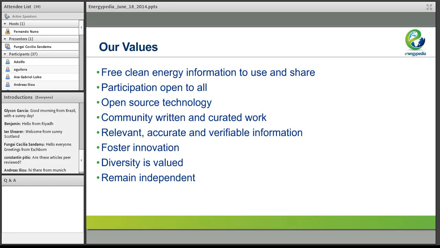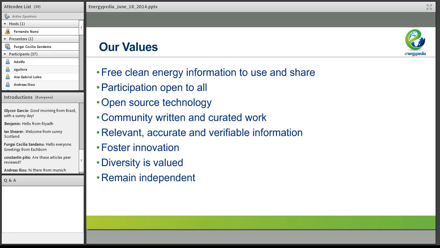Our values are basically the following. As a community, Energypedia is made up of thousands of people who collectively form a community whose interests and core values shape our vision and guide our work. So we are firstly dedicated to providing free, clean energy information. Our vision, as I read before, requires that the knowledge and expertise that we collect as a community of users and create together be free for everyone to use and to reuse. So our work also depends on free and open formats and technologies.